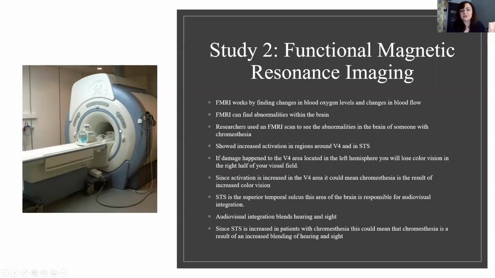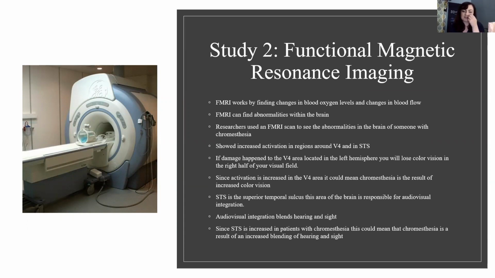Study 2 focused on giving fMRI scans to patients with chromesthesia. fMRI works by finding changes in blood oxygen levels and changes in blood flow. These scans can find differences within the brain. Researchers used these scans to see differences in the brains of people with chromesthesia. It actually showed increased activation in regions around V4 and in STS.